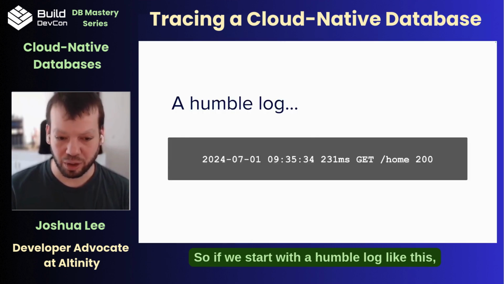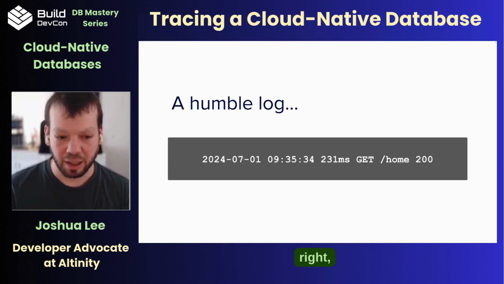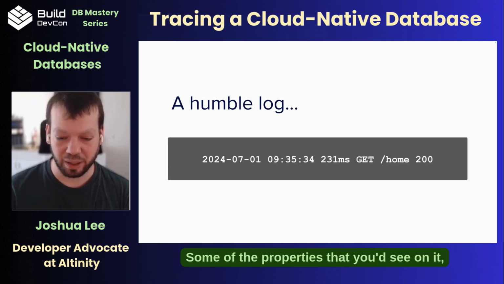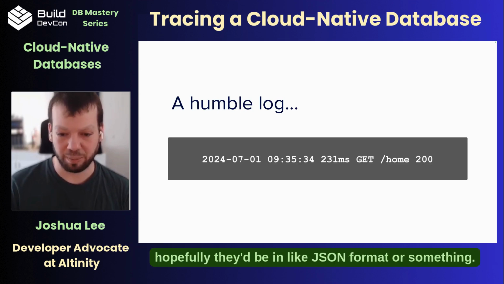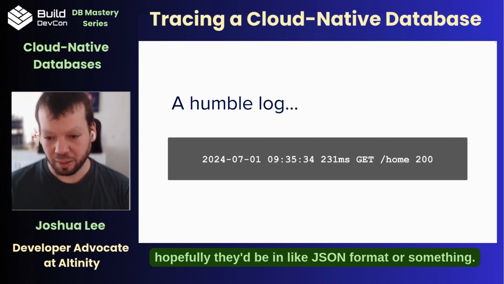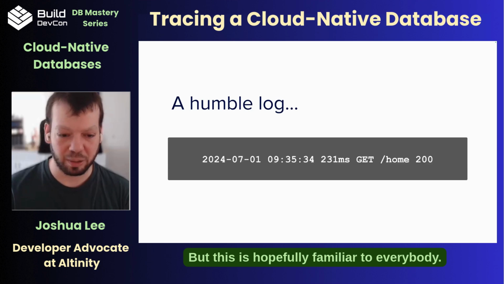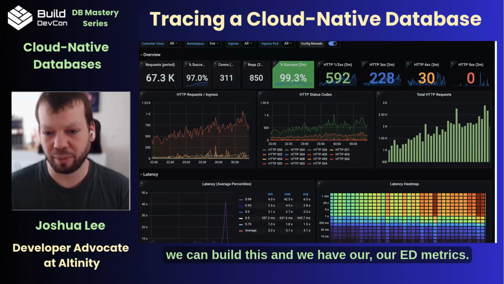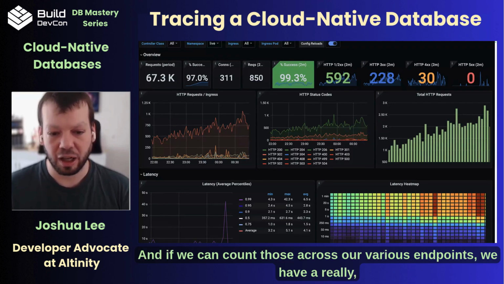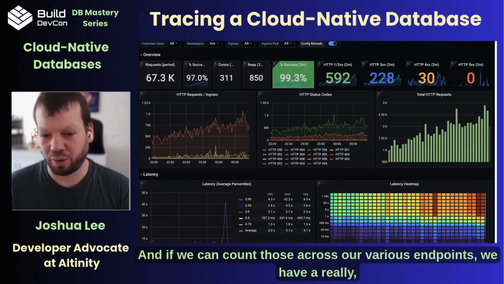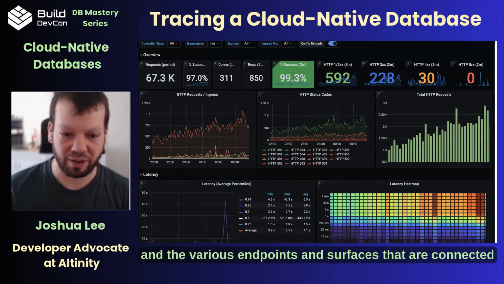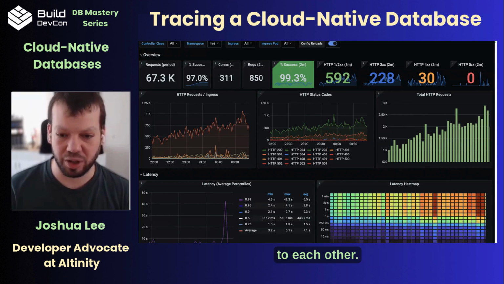So if we start with a humble log like this, this is sort of familiar to all of us. This is a typical request log. Some of the properties that you'd see on it, hopefully in JSON format or something. But this is hopefully familiar to everybody. If we start to count those things, all of a sudden we can build this, and we have our RED metrics. And if we can count those across our various endpoints, we have a really good idea of the overall health of our system and the various endpoints and surfaces that are connected to each other.